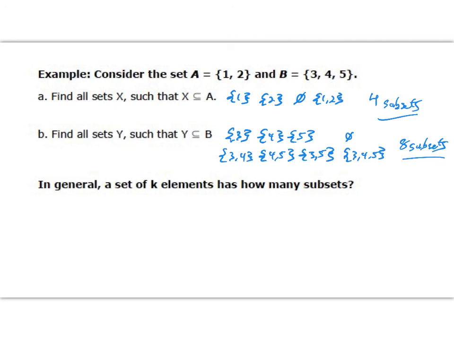So how many subsets are there if you have k elements? Well, the answer is 2 to the power of k. So if you have a set that has 5 elements in it, then that means it's going to have 2 to the 5th, or 32 distinct subsets. Kind of an interesting little thing that happens there. And it's easy to come up with because for every element, either it's in or it's out, and those are your choices to make the subset.